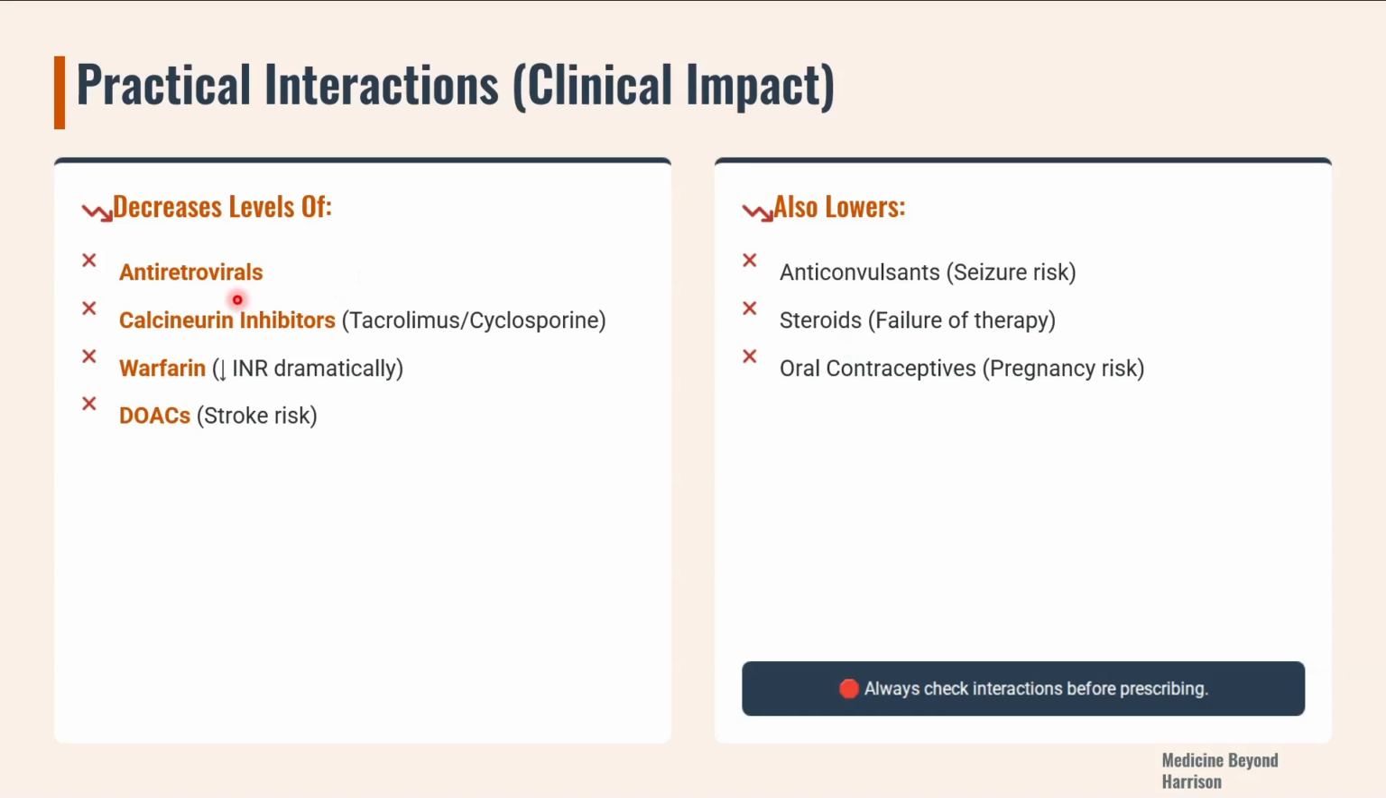So it decreases the levels of antiretrovirals, calcineurin inhibitors, and warfarin. Never use warfarin along with rifampicin, and direct oral anticoagulant drugs are also increasingly metabolized, which leads to increased stroke risk. It also lowers the effects of anticonvulsant drugs, so there is more seizure risk. Steroids lose their effect, and OCPs fail, which leads to pregnancy risk. So always check for interactions before prescribing rifampicin. It is a must. You must remember this when prescribing rifampicin to a patient.